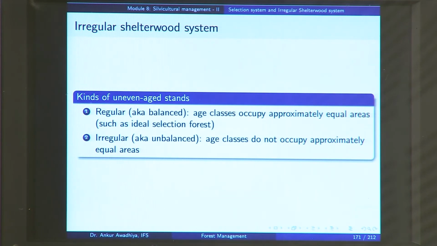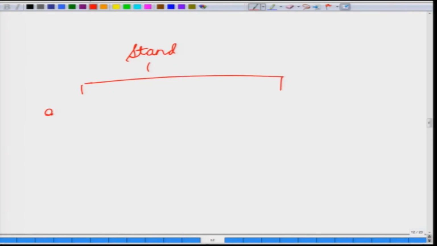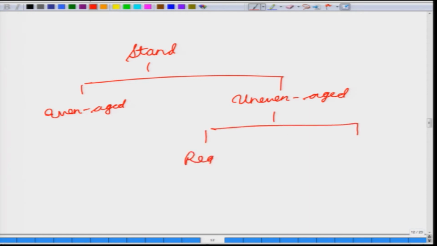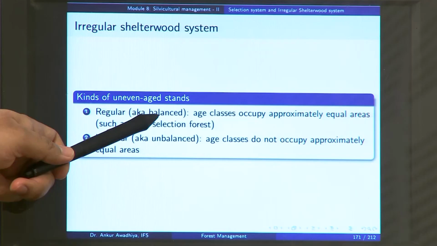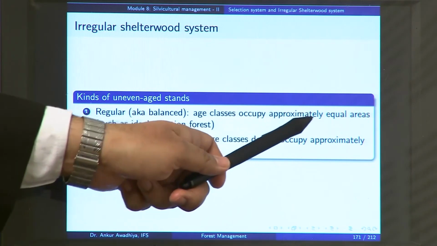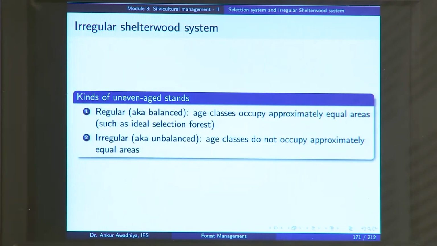Now, in the case of these uneven aged forests, you have two different categories. What we are saying is that any stand can be an even aged stand or an uneven aged stand, and in the case of an uneven aged stand, you can either have a regular uneven aged stand or an irregular uneven aged stand. In the case of a regular or balanced uneven aged stand, the age classes occupy approximately equal areas, such as in the case of an ideal selection forest.